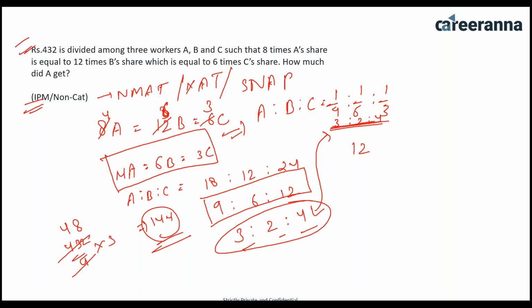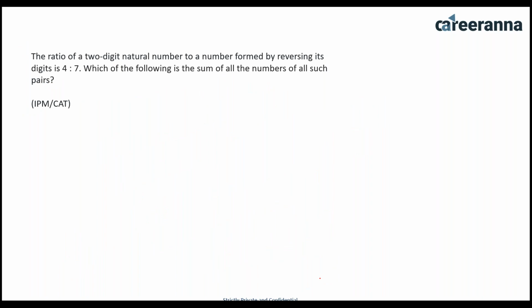And you have to find out the value which A gets. Yes. So the value for A is 3 divided by 3 plus 2 plus 4, which is 9. 3 divided by 9 multiplied by 432, and this is 144. The answer for this question is 144. Next question.